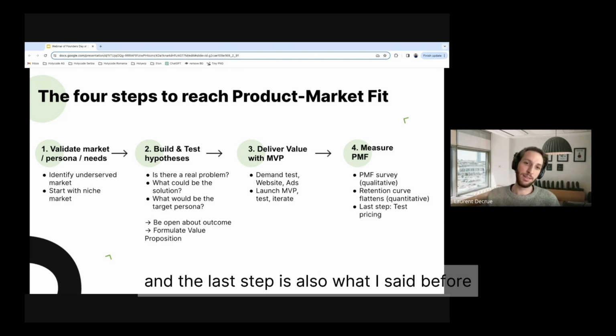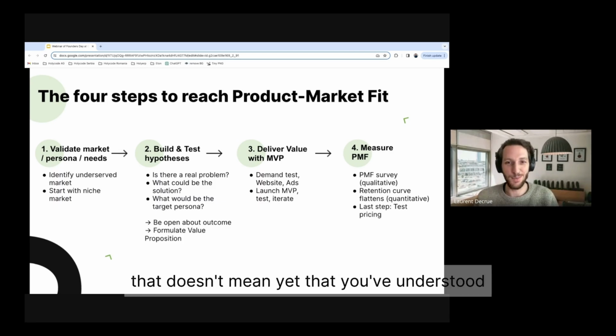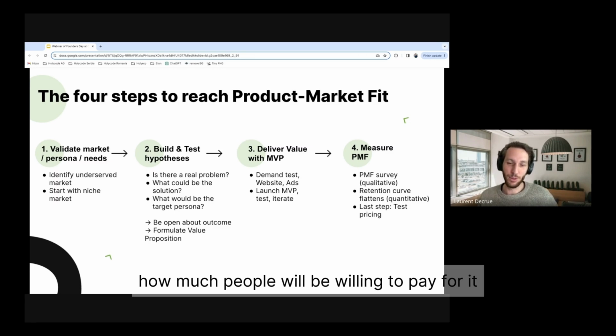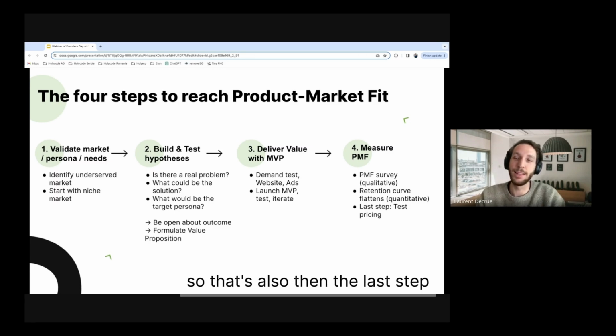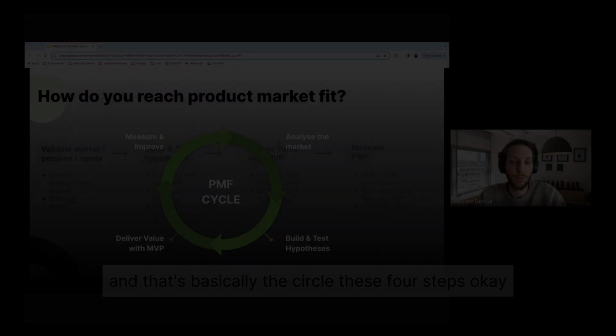And the last step is also what I said before: make sure that you test your pricing, because even if you hit product market fit, that doesn't mean yet that you've understood how much people will be willing to pay for it, or what's the best way. So that's also then the last step that is quite important. And that's basically the circle, these 4 steps.